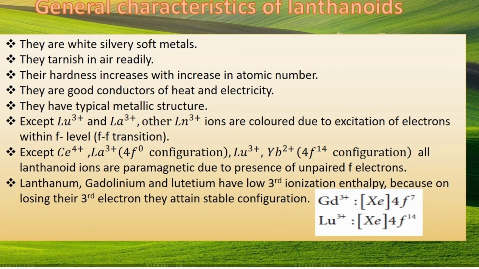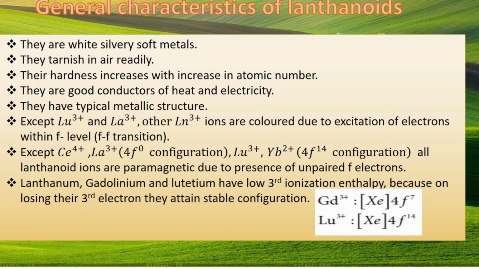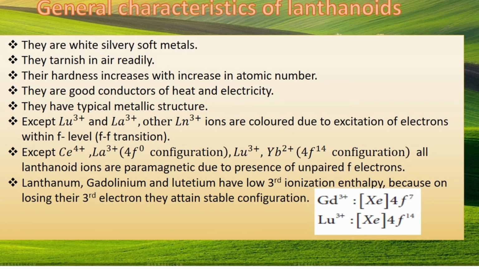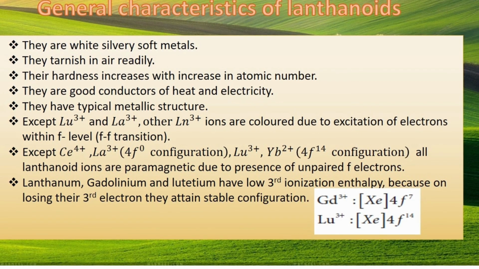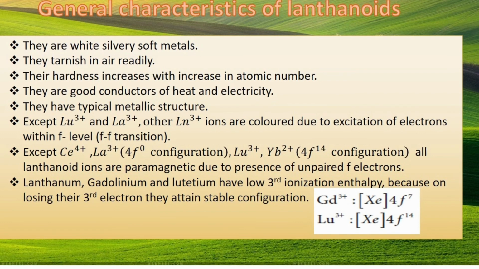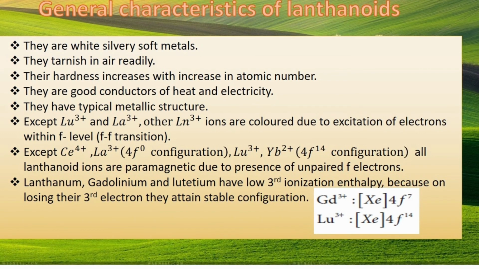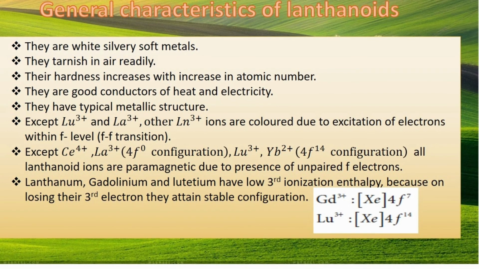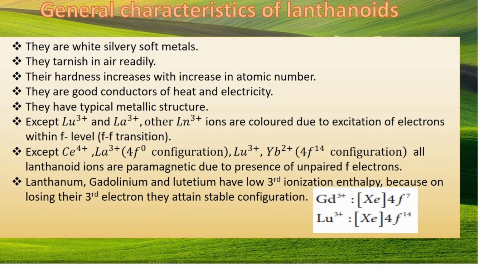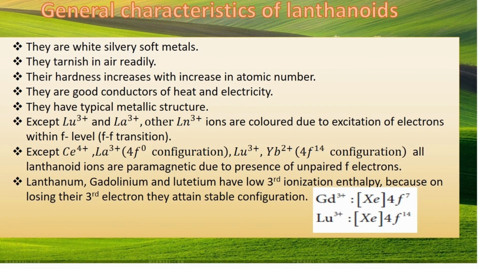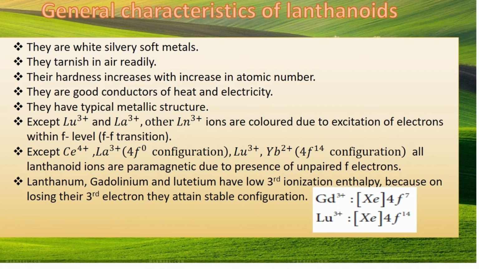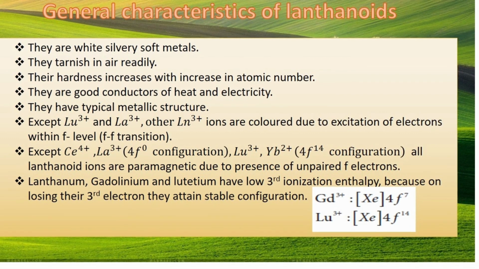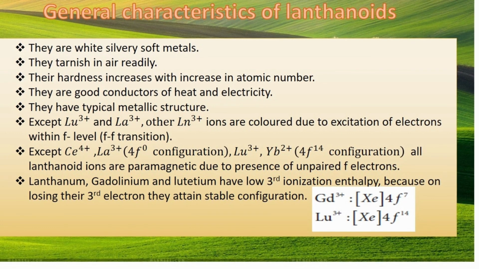Lanthanoids have a typical metallic structure. Except lanthanum 3+ ions and lutetium 3+ ions, other lanthanoid 3+ ions are colored. This is due to f-f transition. The next point is that except lanthanum 3+ ions, which have the f0 configuration, and lutetium 3+ ions, which have the f14 configuration, all lanthanoid ions are paramagnetic in nature.